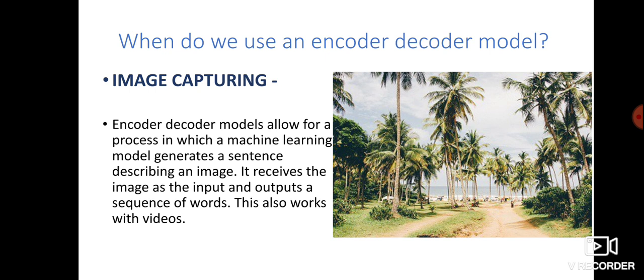The encoder and decoder recurrent neural network architecture is the core technology inside Google's Translate service.